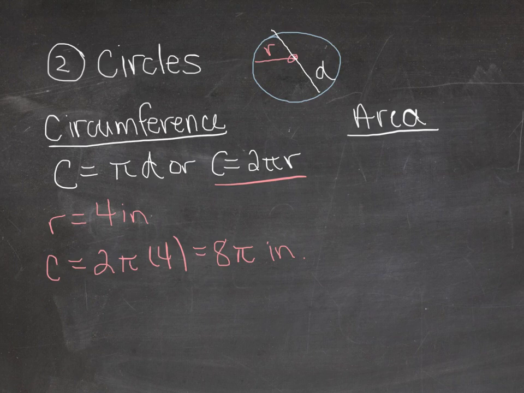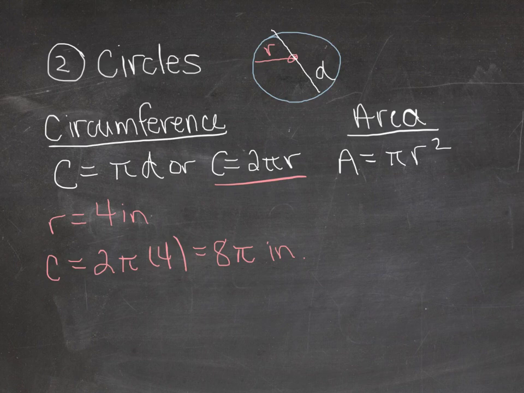And then the area of a circle is equal to pi r squared. Okay, so for area of a circle, I do need just the radius. It kind of looks like a V, it should be an R.